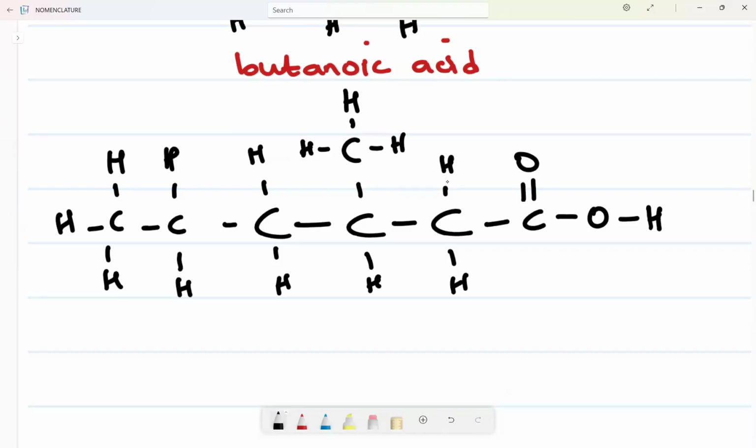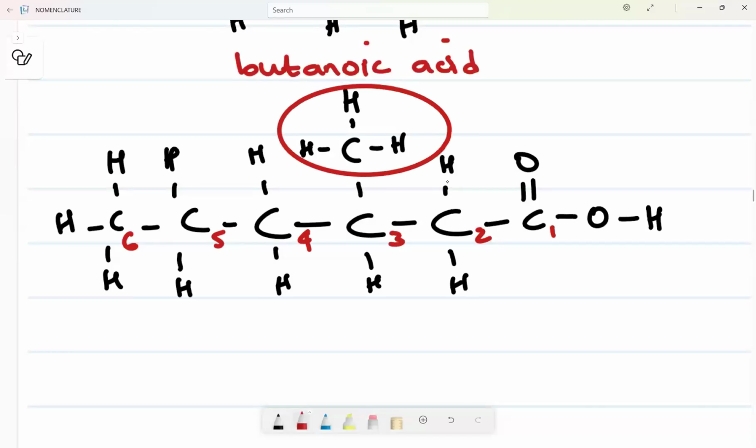Now let's count. Longest chain, we count from the carboxyl carbon. 1, 2, 3, 4, 5. Why is this carbon so little? Like it's scared. 5, 6. Okay, longest chain, it is 6. But now, can you see we have a branch somewhere here, a branch somewhere there? Okay, and that branch, it is methyl, right?